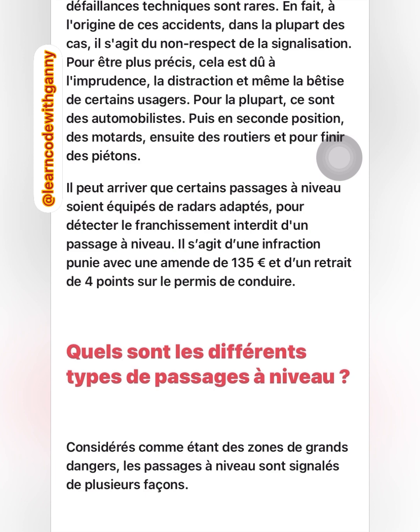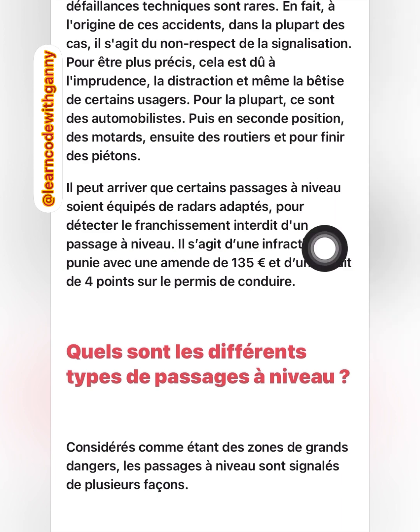It may happen that some level crossings are equipped with an adapted radar to detect the prohibited crossing of a level crossing. This is an offence punishable by a fine of €135 and a withdrawal of 4 points from the driver's license.